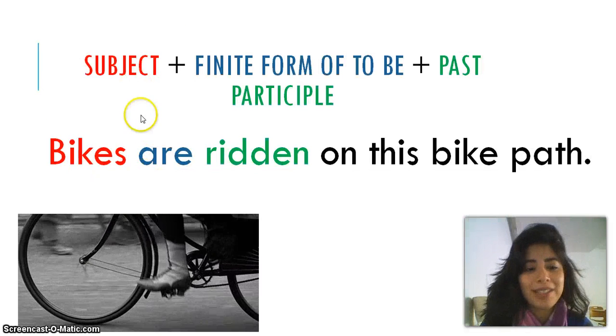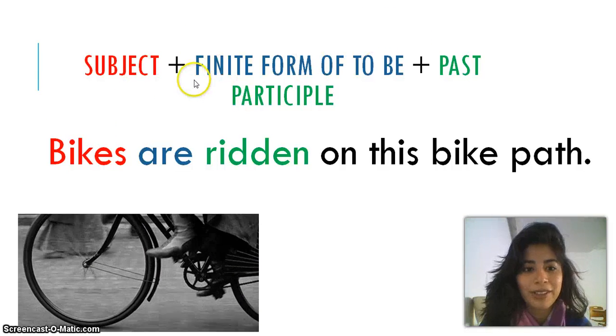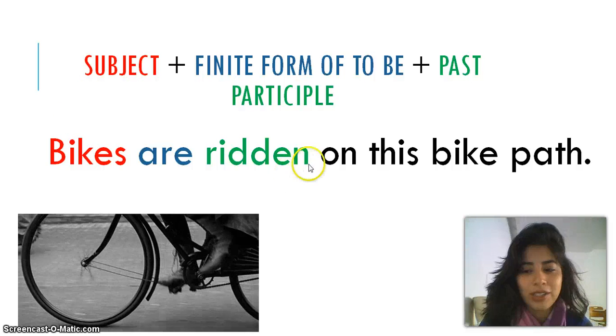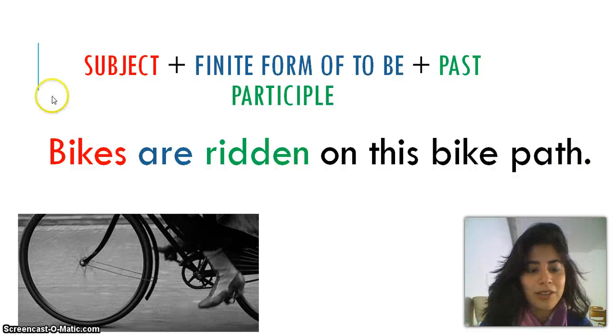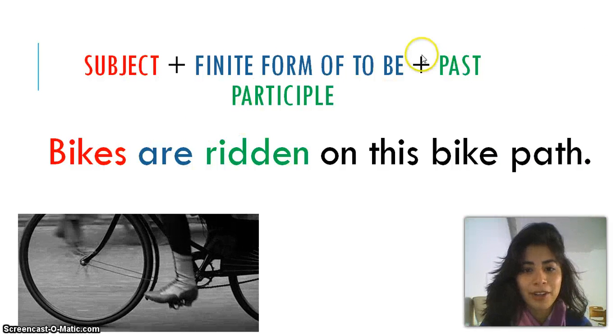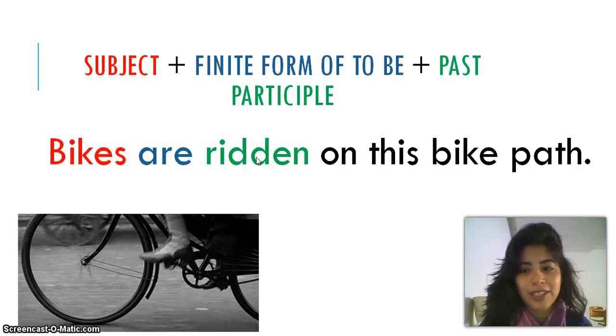The form of the passive voice is the subject, the finite form of to be, and the past participle. For instance, the sentence here is: bikes are written on this bike path. The subject here is bikes. The finite form of to be is are, and the past participle of the verb is written, which is the past participle of write. All right?